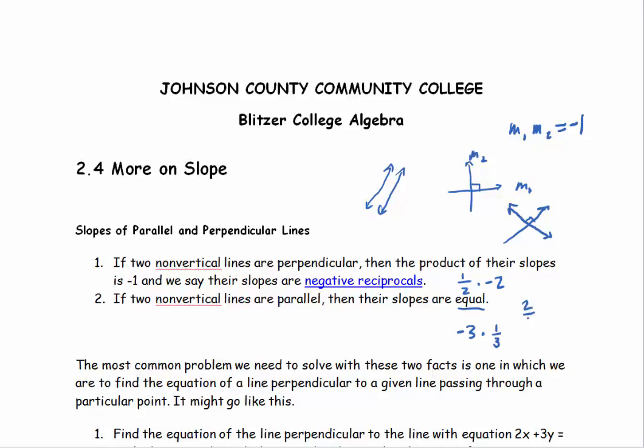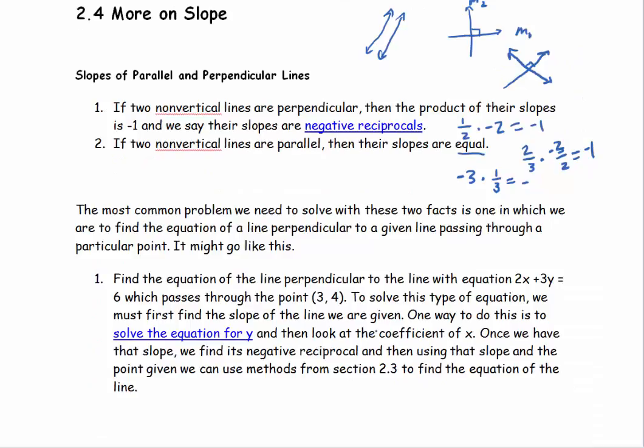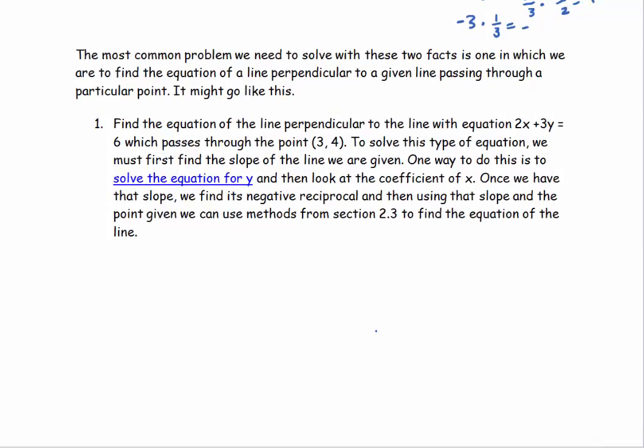One more example would be 2/3 and -3/2. Any time I multiply negative reciprocals like the examples that I've given, the product will always be -1. So mostly what we need to be able to do is find equations of lines which are either parallel or perpendicular to a given equation. So let's look at an example here.